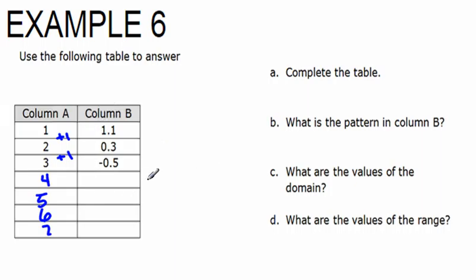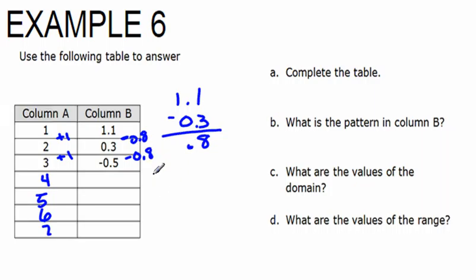In column B, it doesn't look that simple. So I like to take two of the numbers and subtract them. So what it looks like is we are going to end up with a 0.8. Now whether or not I'm adding 0.8 or subtracting 0.8, I don't know yet. It looks like if we go from 1.1 to 0.3, we're getting smaller, which means we're going to subtract 0.8. And then to go from 0.3 to negative 0.5, again, you are subtracting 0.8.